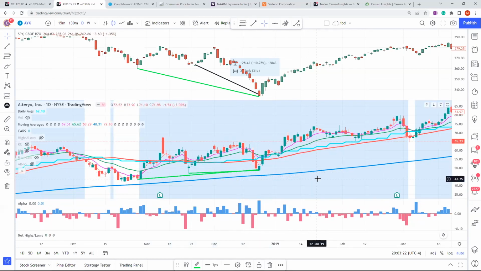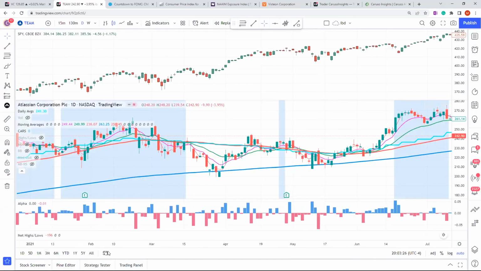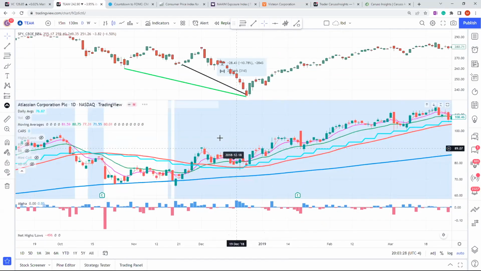So sometimes it's a little more obvious. We take a look at Team Atlassian here, a similar time period. Again, as the market was really going into free fall, these last 4 days, look at this. This stock didn't even budge. And you can see 1, 2, 3, 4, almost 5 days out of 6 here of steady accumulation.